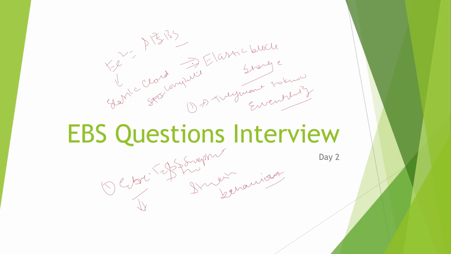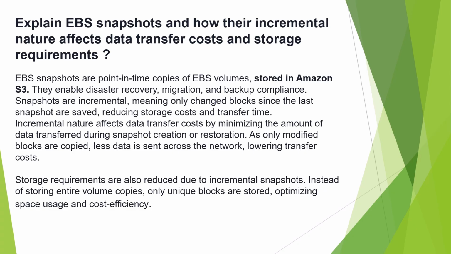EBS snapshots are point-in-time copies of EBS volumes, stored in Amazon S3. They enable disaster recovery, migration, and backup. Snapshots are incremental, meaning that only changed blocks since the last snapshot are saved. This reduces the storage cost and transfer time as well.